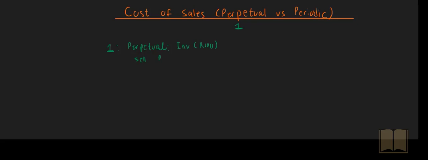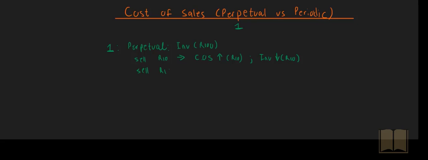Now your first sale happens and you sell 10 Rands worth of goods. What this means then is that your cost of sales will immediately be updated and will increase by 10 Rand. Consequently, your inventory balance will also be updated, meaning that it decreases by 10 Rand.